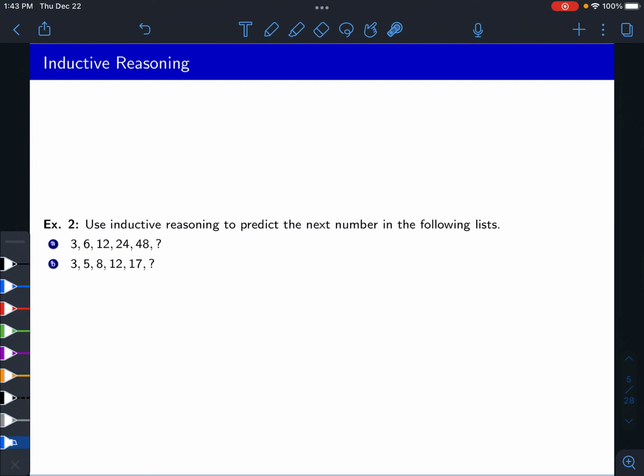So I recommend pausing the video here and answering the following question yourselves. Use inductive reasoning to predict the next number in the following lists. 3, 6, 12, 24, 48 comes after. And then slightly more challenging, 3, 5, 8, 12, 17 comes after that. So I'll give you a couple seconds to pause the video, and then I will go over.